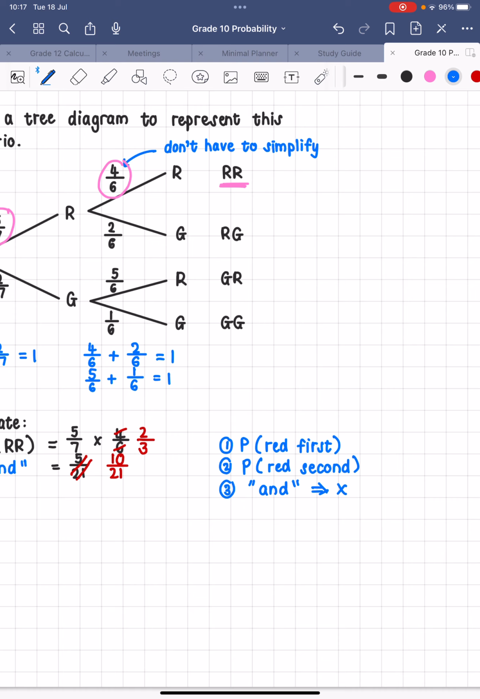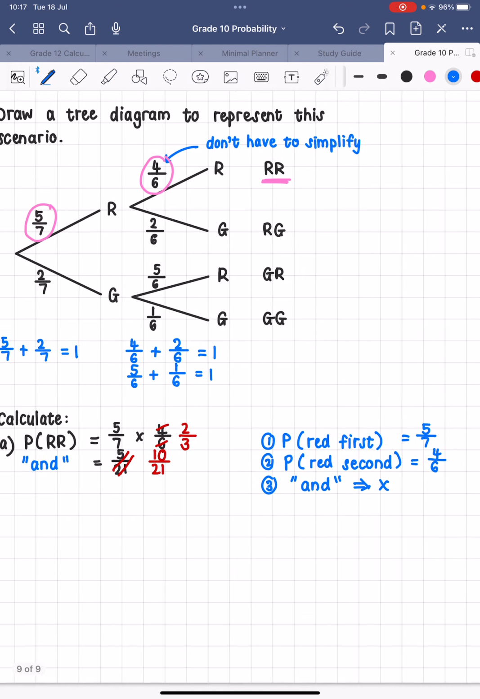So guys, what is the probability of drawing a red one first? How many sweets were there? 7. How many red ones? 5. So this would be 5 over 7. Then you must be very careful because now, remember, you ate the first red one. So now how many red sweets are there in the second draw? 4. Out of how many sweets in total? 6. 4 over 6. And then you will times those together.